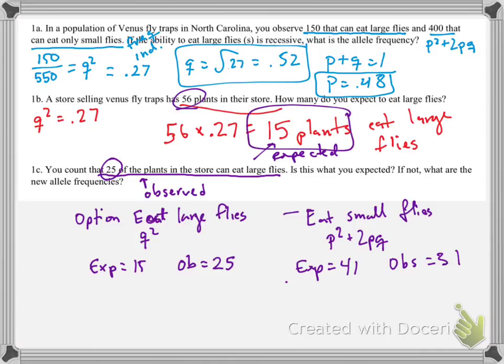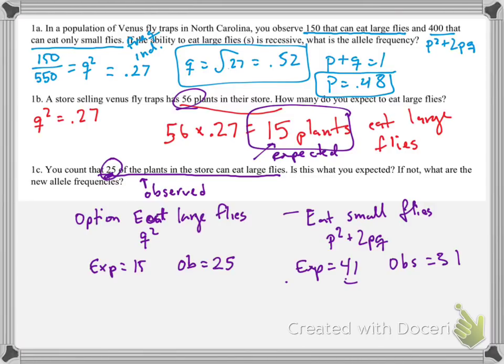So if 15 are expected to eat the large flies, then 56 minus 15 is 41, and that's how many I would expect to eat small flies. Whereas what I observed is I take the 25 that eat large flies that I observed, and I subtract that from the 56 that are totally in the store. So everything should equate mathematically.